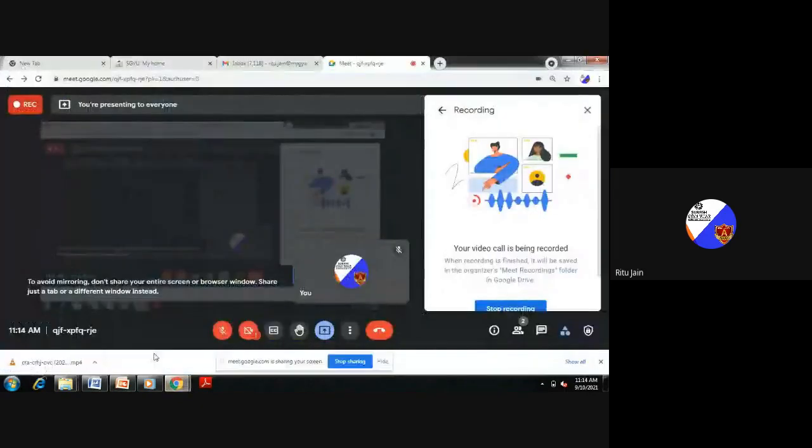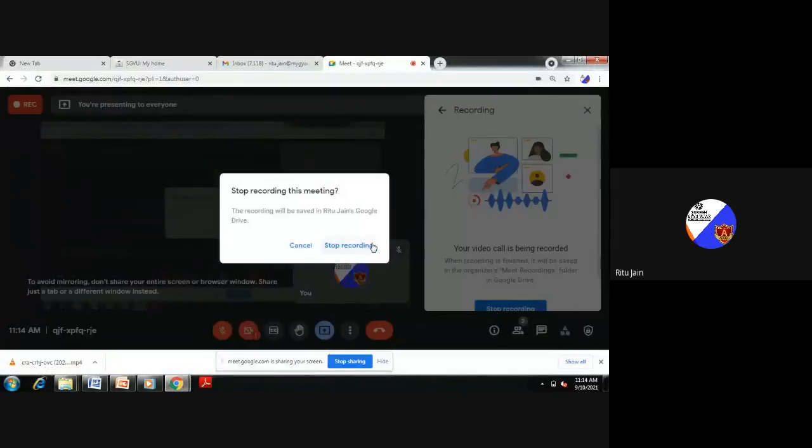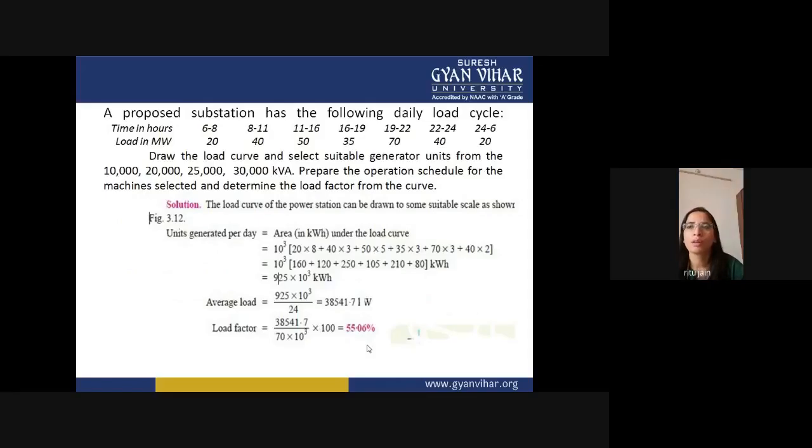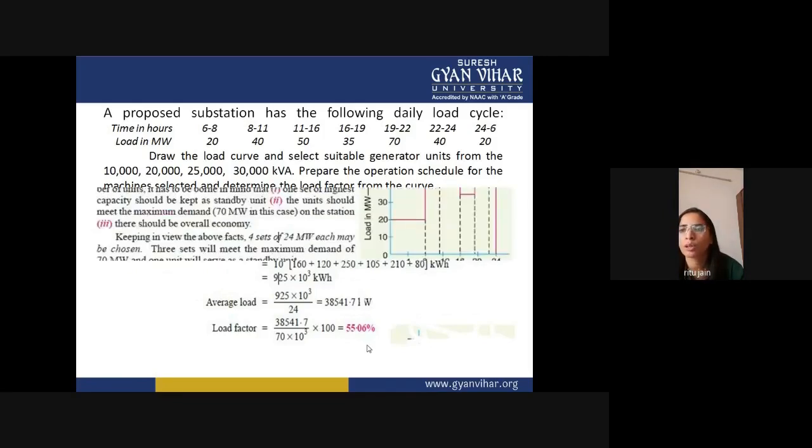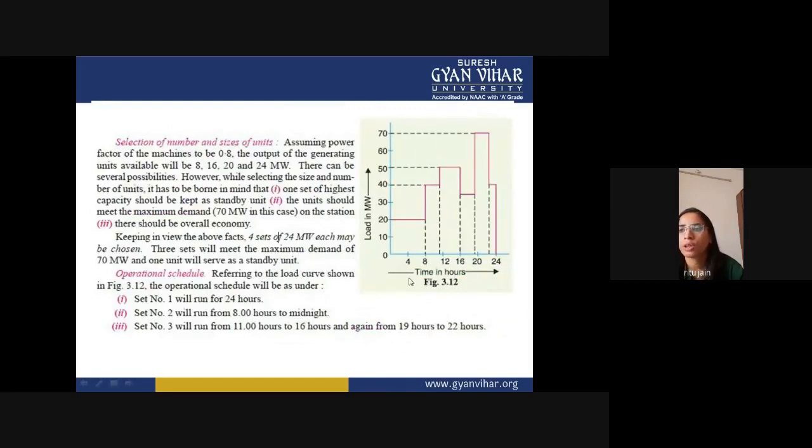First, draw the load curve and select suitable generator units from the 10,000, 20,000, 25,000, 30,000 kilovolt amperes. So prepare the operation schedule for the machine selected and determine the load factor from the curve. So first what we have to do, we have to draw the load curve. So load curve can be drawn. You have to take time on the x-axis and megawatt, which is your load in megawatt, on the y-axis.